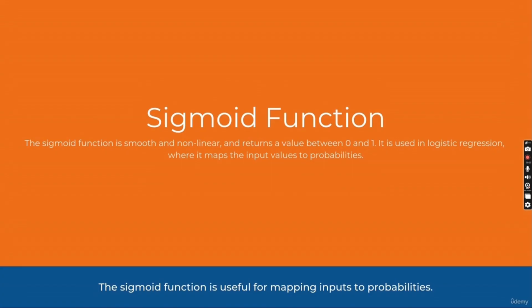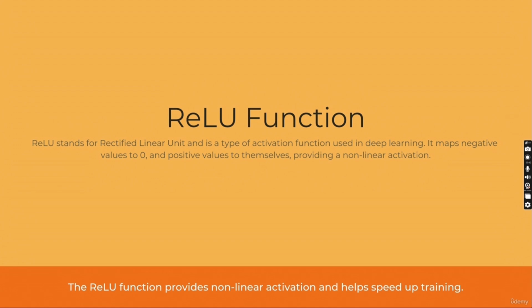Then we have the sigmoid function. The sigmoid function is smooth and nonlinear and returns a value between 0 and 1. It is used in logistic regression, where it maps the input value to probabilities. Then the next one is the ReLU function. ReLU stands for rectified linear unit and is a type of activation function used in deep learning. It maps negative values to 0 and positive values to themselves, providing a nonlinear activation.